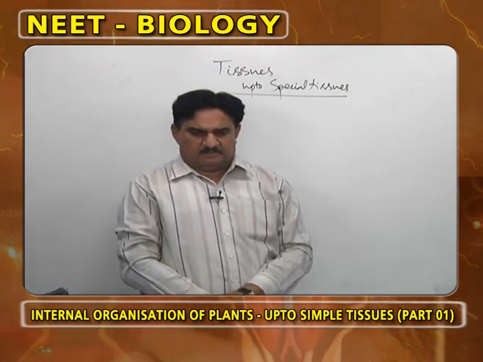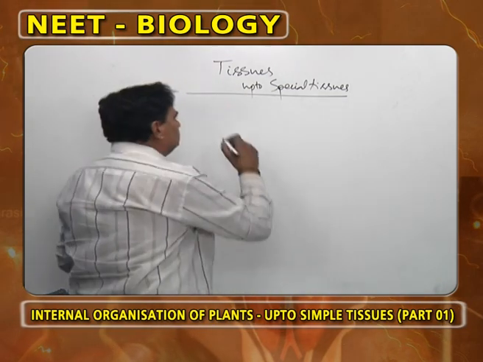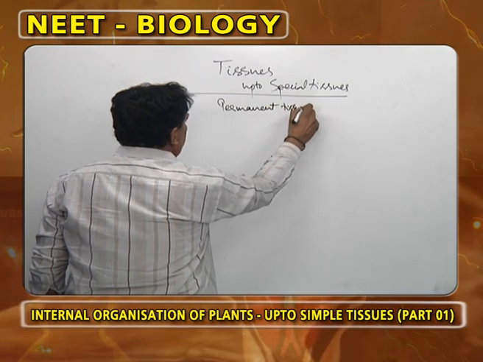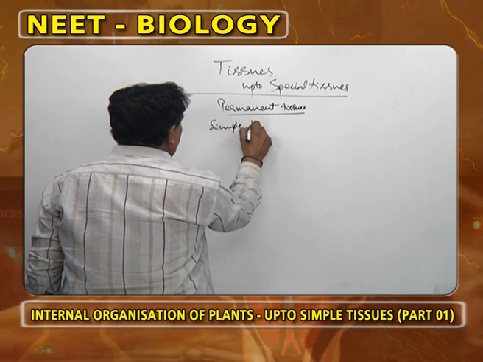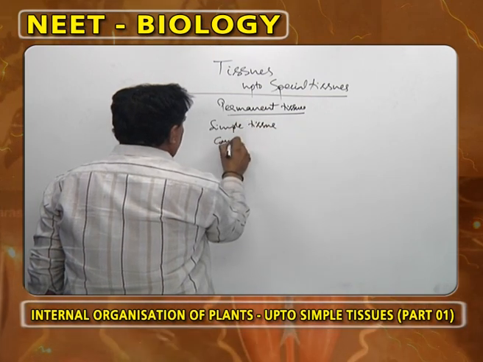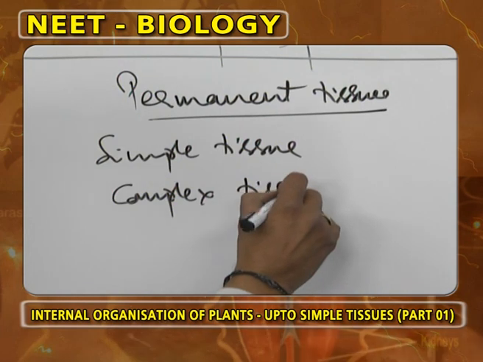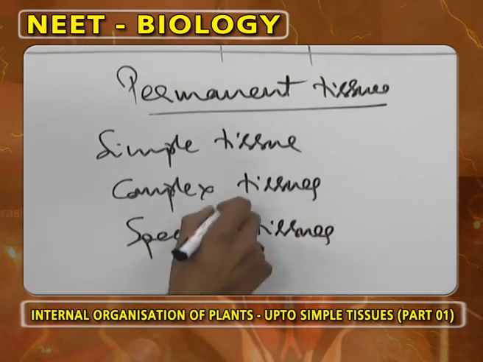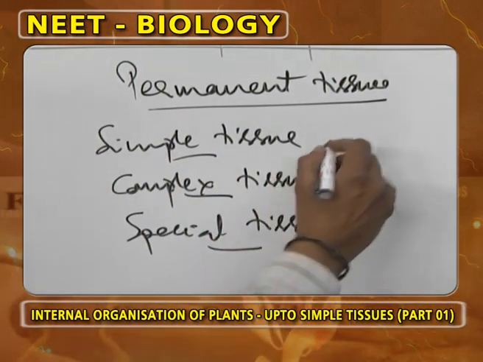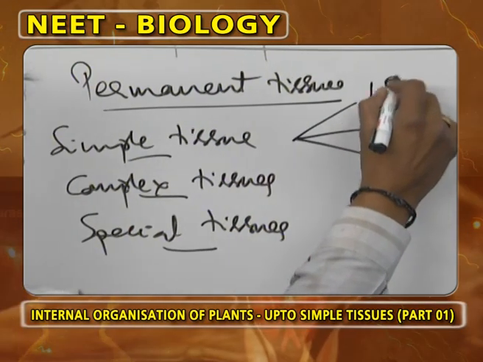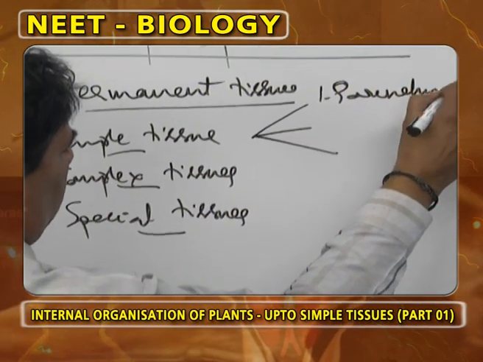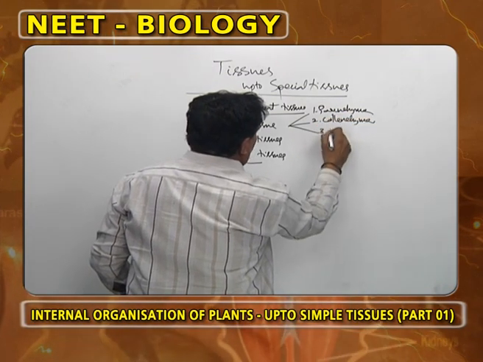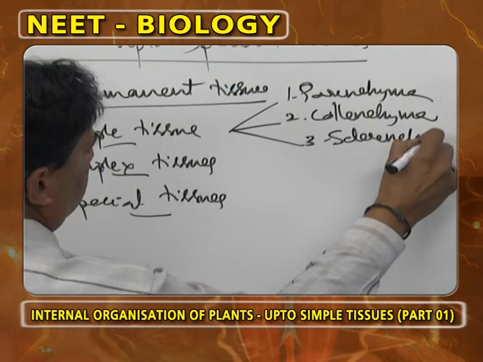These permanent tissues are three types: simple tissues, complex tissues, special tissues. Simple tissues means same origin, same structure, same function. Majority of the plant body is occupied by simple tissues, and simple tissues are divided into three types. Parenchyma occupies major portion. Living mechanical tissue called collenchyma, a complete dead tissue called sclerenchyma.